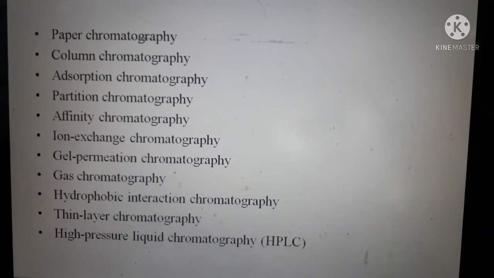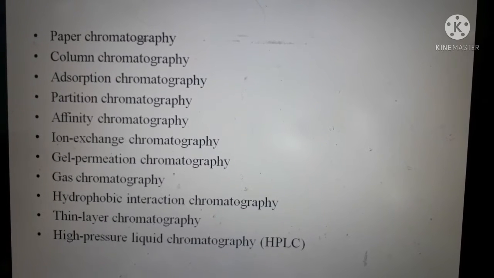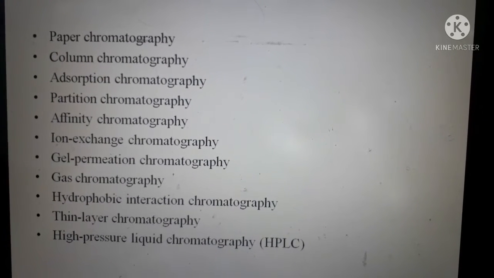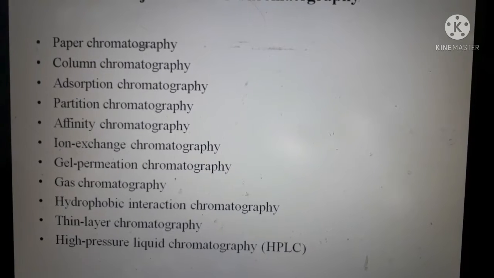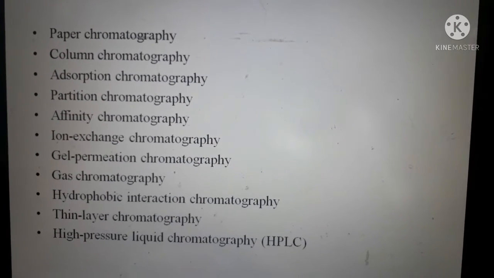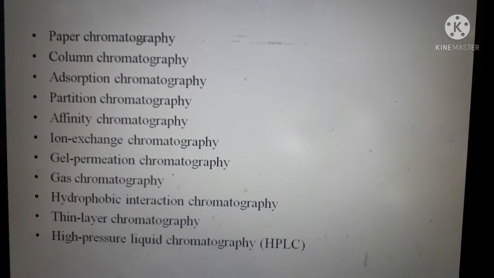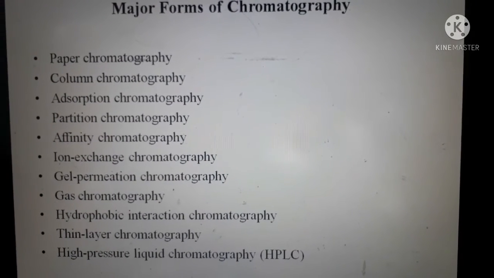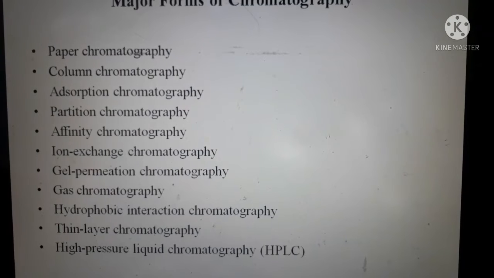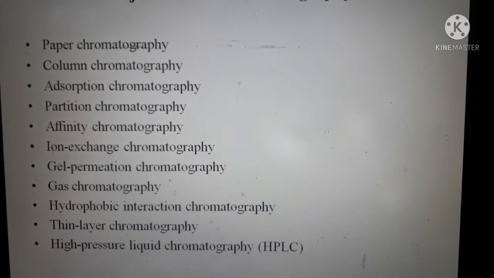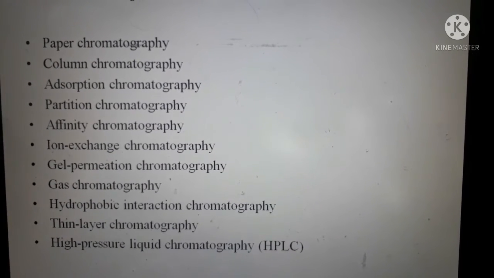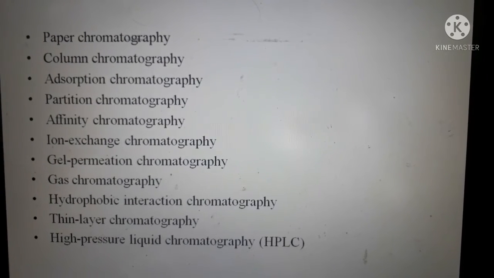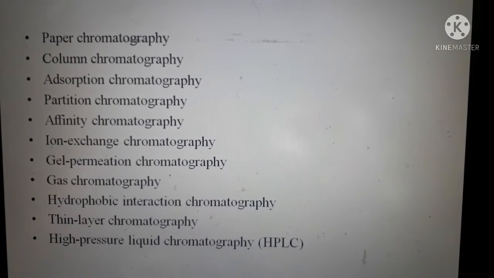There will be the loading of the sample, then the running of the sample, then the washing in the case of column chromatography. In paper chromatography and thin layer chromatography, it is very tough to recover the product after the chromatography, but in the other chromatography techniques, you can purify the product as well. If you want to obtain the purified form of the product, you have to perform column chromatography.